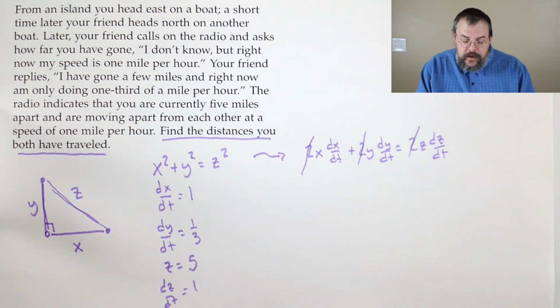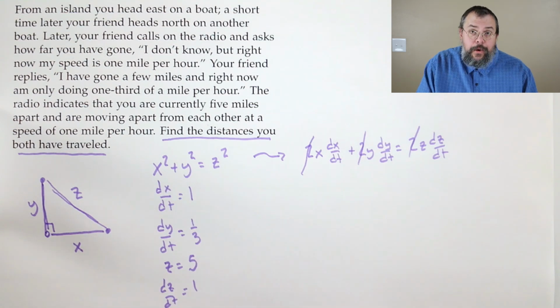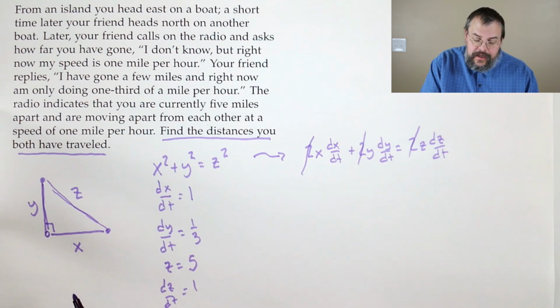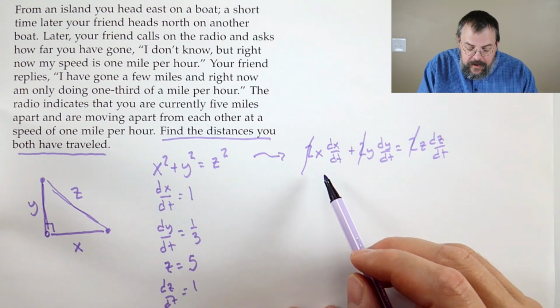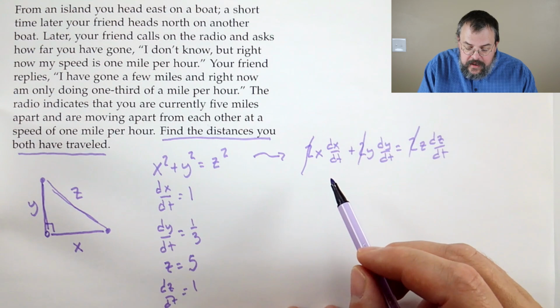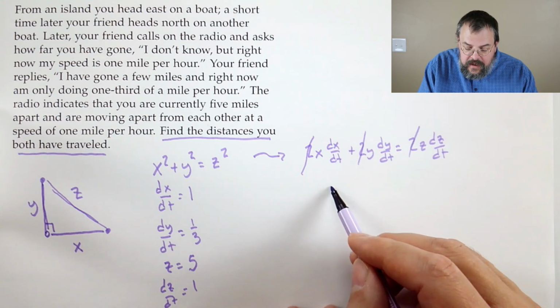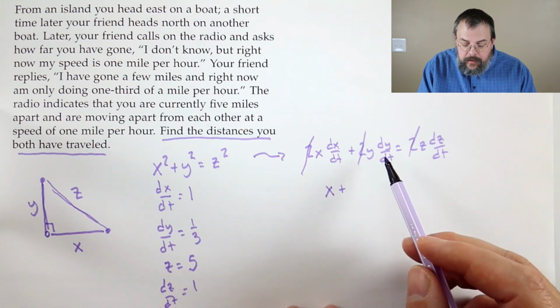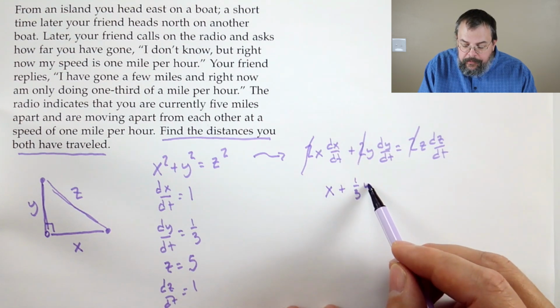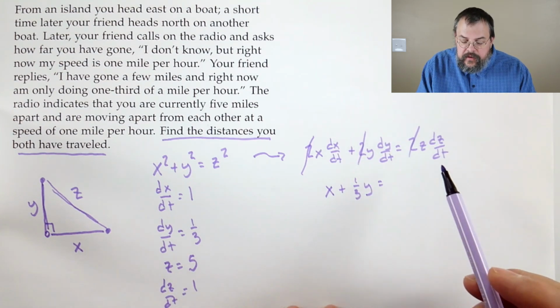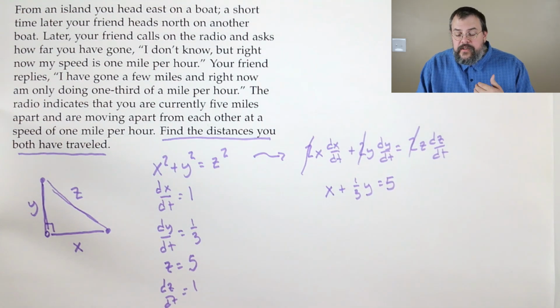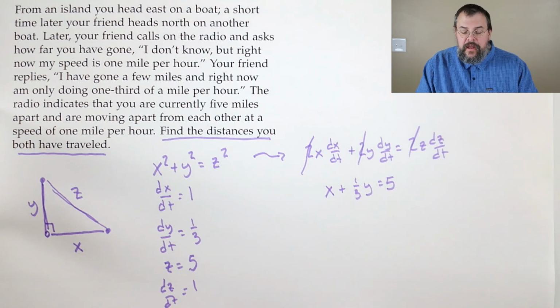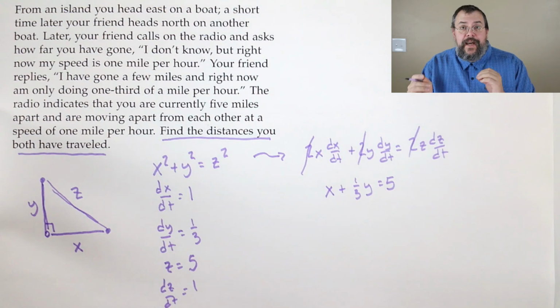What do we know? Well, we know all of these pieces of information. What we don't know is x and y. But we can plug it in. So what do we have? Well, we have x times dx/dt, which would be x, plus y times dy/dt, which is 1/3 y, equal to z times dz/dt, which is 5. So x plus 1/3 of y has to equal 5. Now, that's the relationship between x and y.